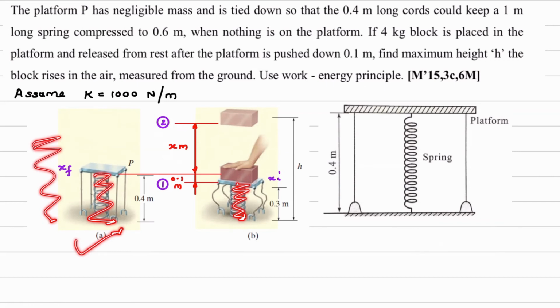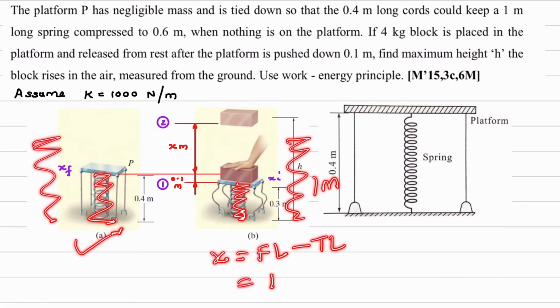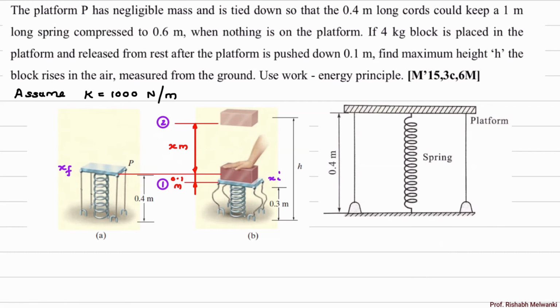Now here what will be the compression of the spring? Initially the free length is 1 meter. So what will be the deformed length here? X is equal to free length minus total length. Free length is 1 meter minus total length is 0.3. If you see figure B, here the deformation is 0.7 meter. Okay, so this is about figure A and figure B. Now what is done here? Understand.